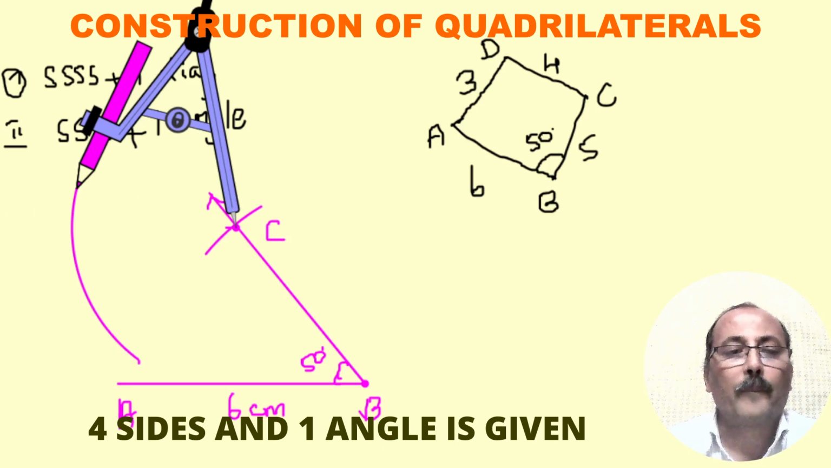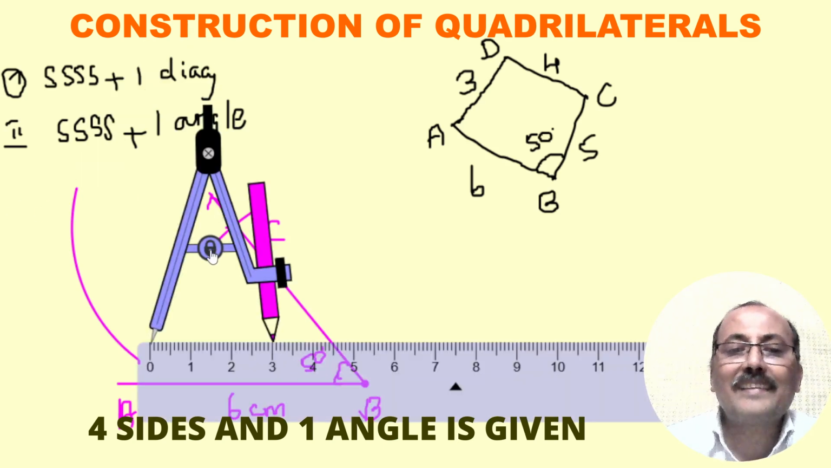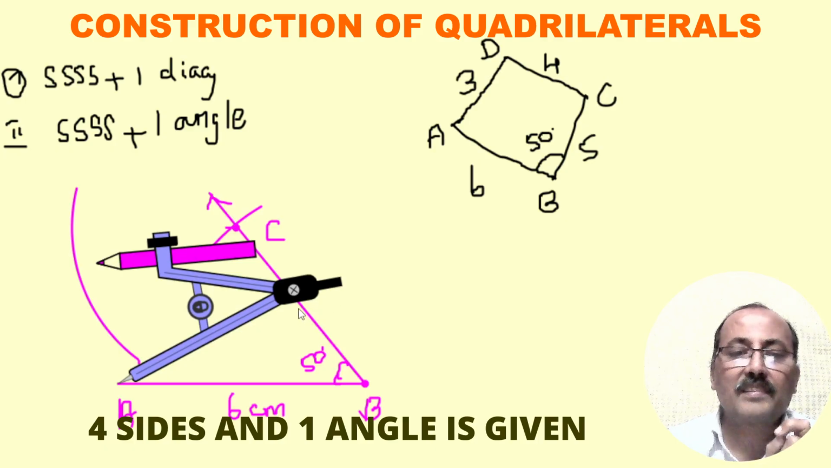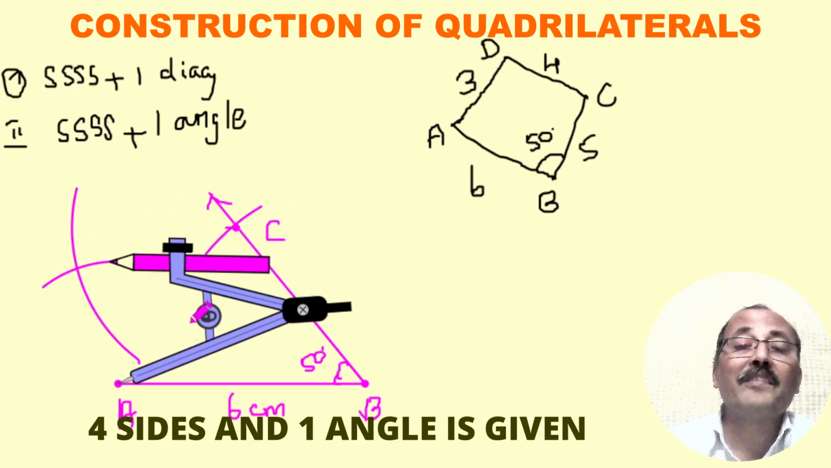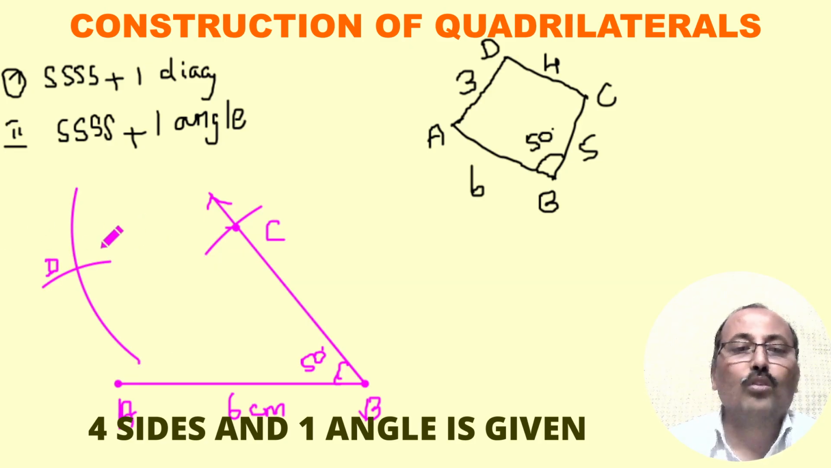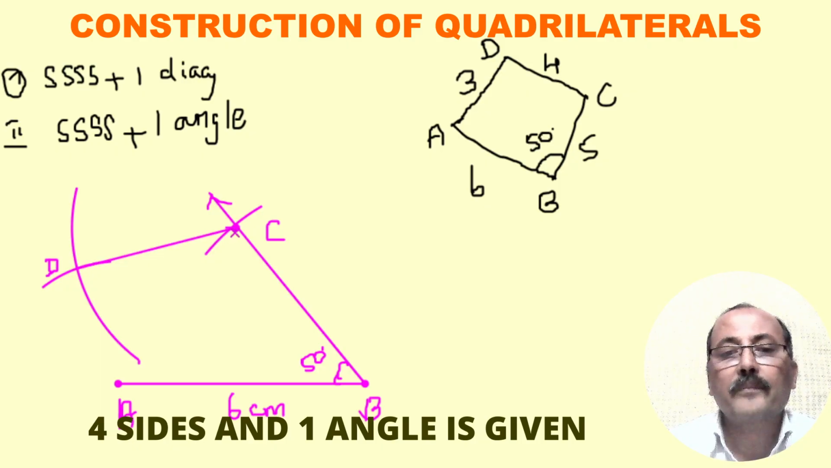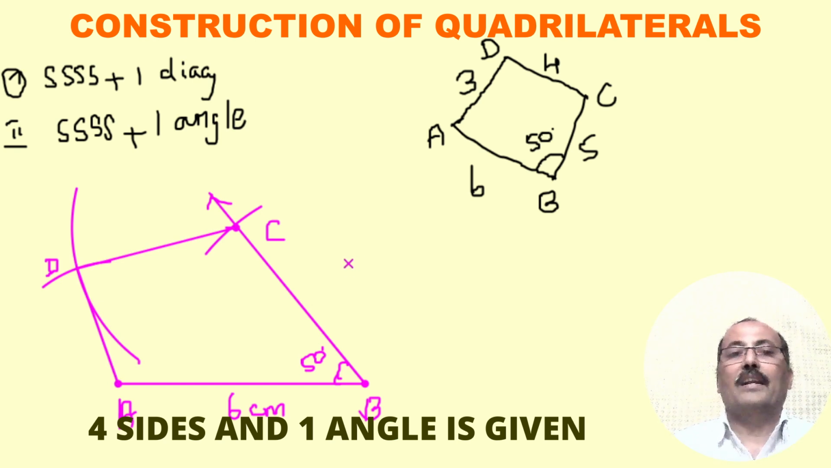Now take this one. Okay, now it is 3 centimeter. Now the compass is kept at A and the radius is 3 centimeter. You draw an arc which cuts the previous arc and name that point as D. Now join DC and DA. Now this is the required quadrilateral.